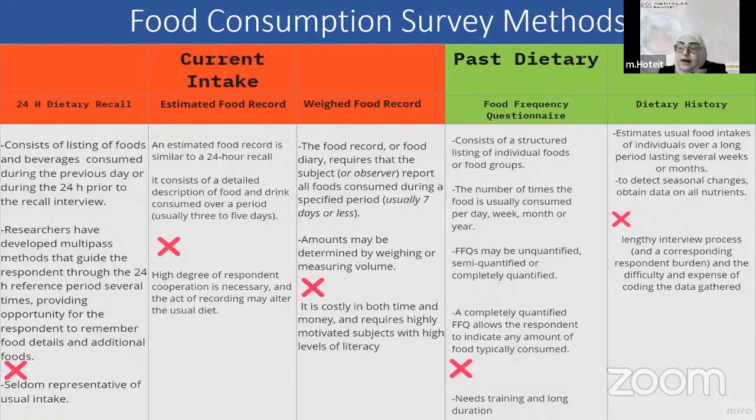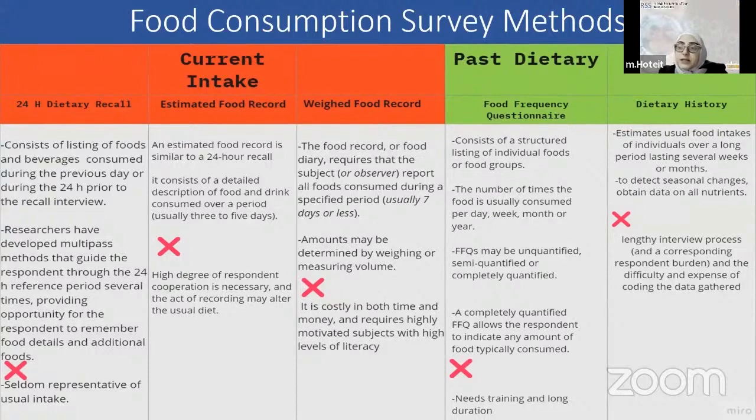Researchers have developed a multi-pass method. It's called the 24-hour multi-pass method, which guides the respondent through the 24-hour reference period several times, providing opportunity for the respondent to remember food details and additional food, because of the limit that people sometimes cannot recall what they ate in the 24 hours prior to the data collection.